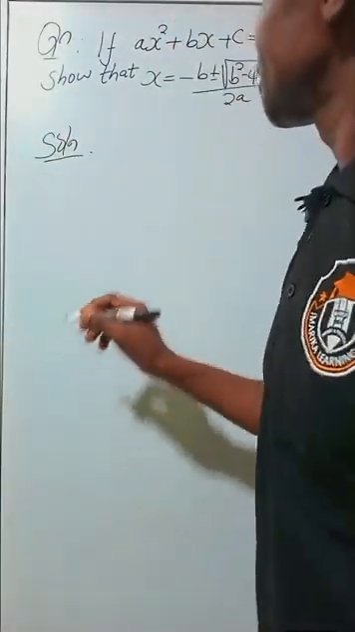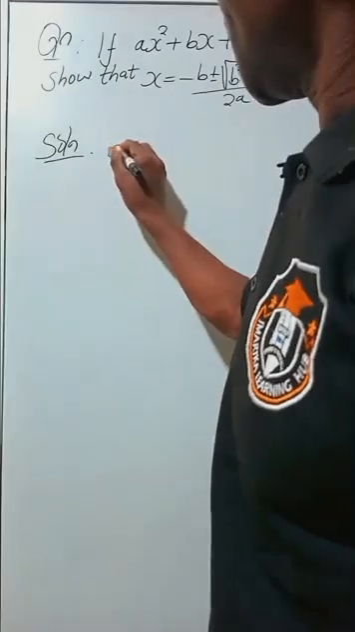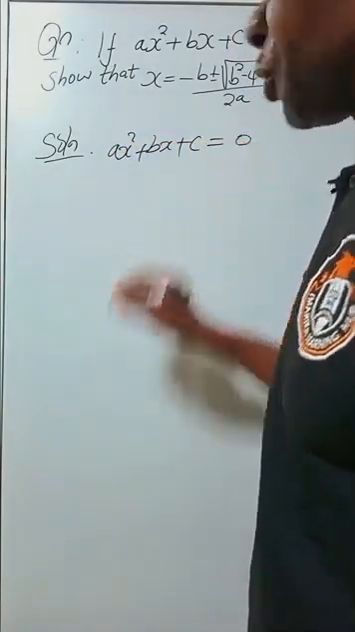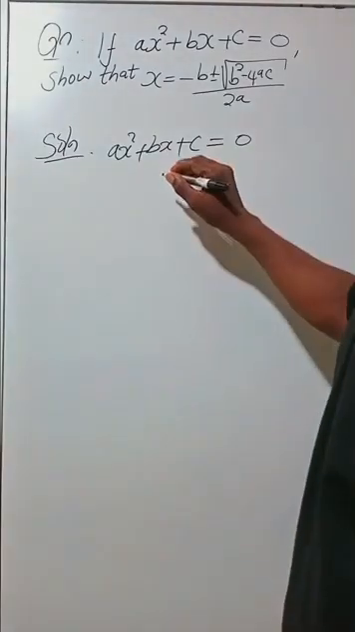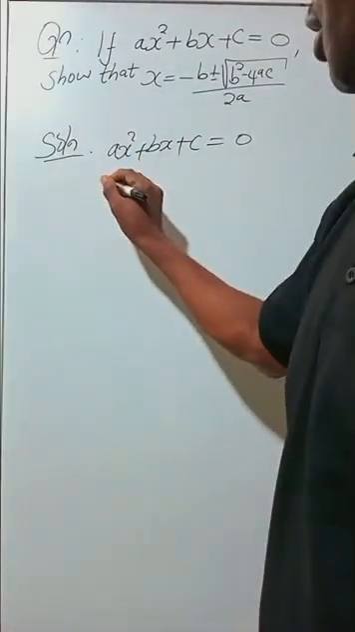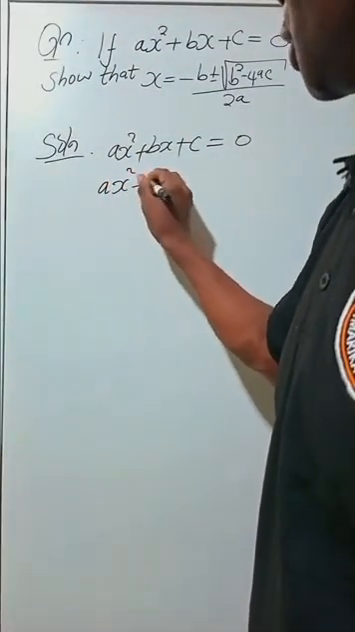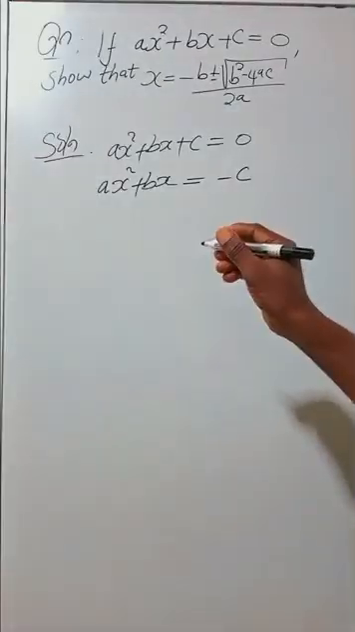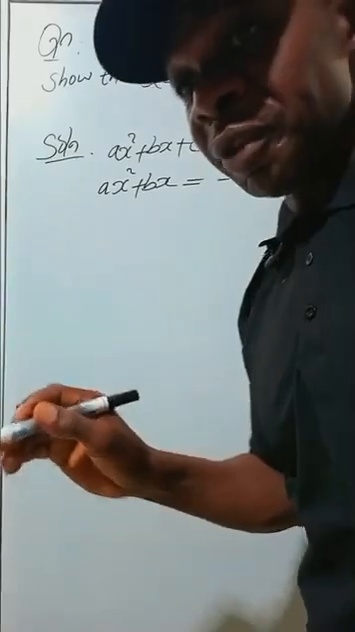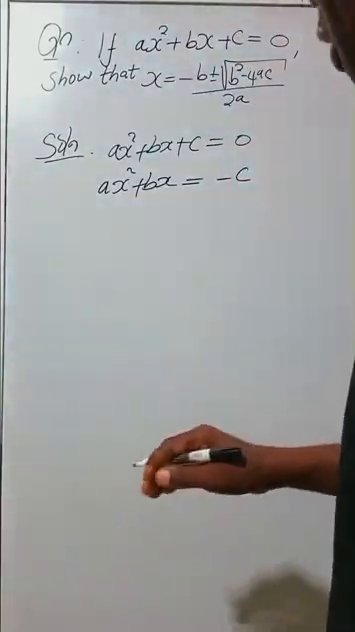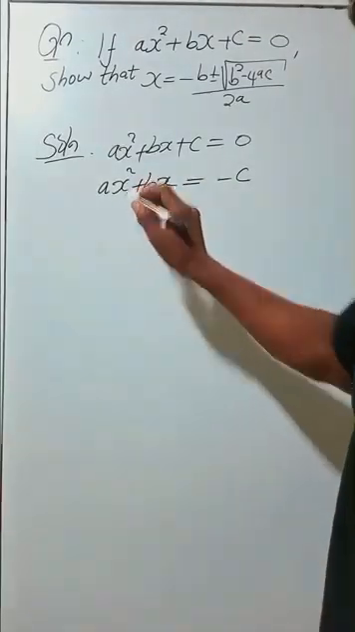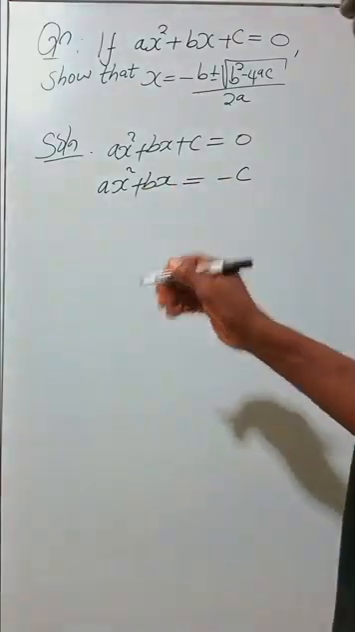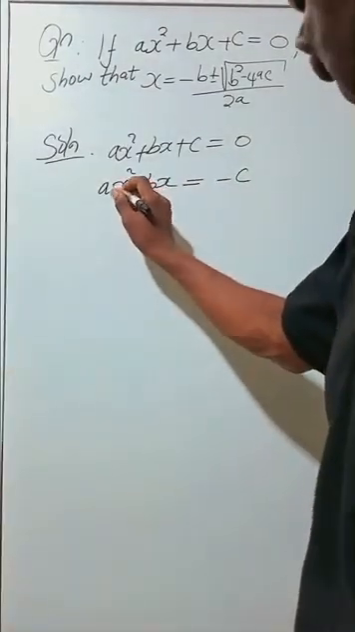Let's write down the equation as it appears. That is ax squared plus bx plus c equals 0. Then let's transfer this constant to the right-hand side. Our equation will become ax squared plus bx equals negative c. Then next is to divide through by the coefficient of x squared so that we leave the x squared alone. In other words, so that we make the coefficient of x squared equal 1.